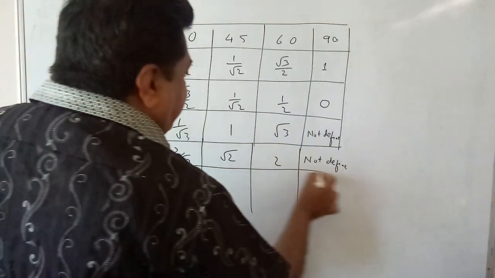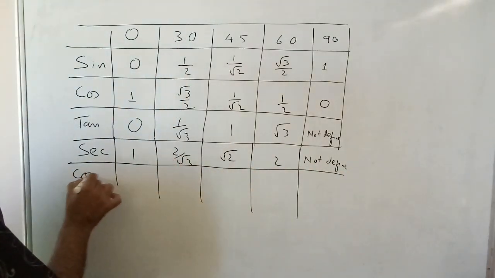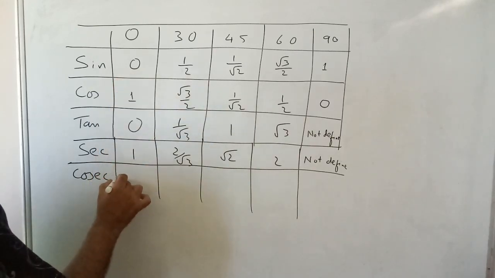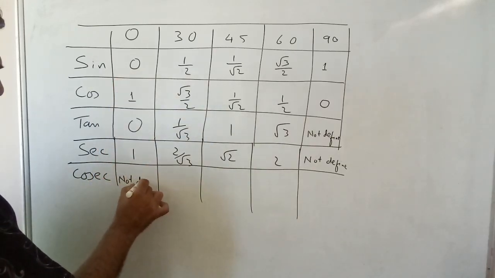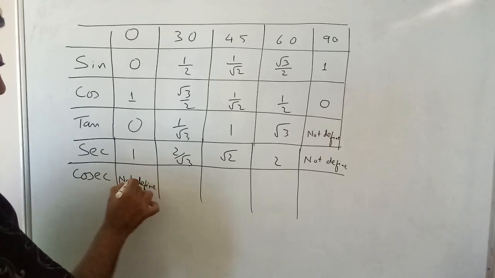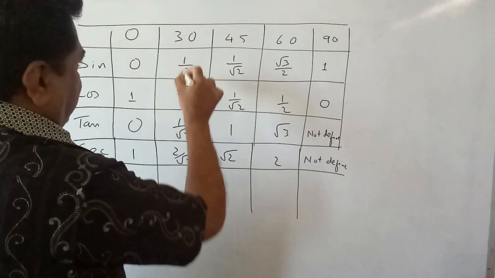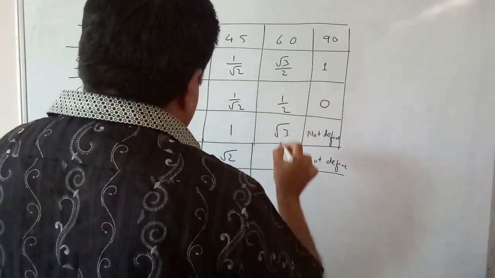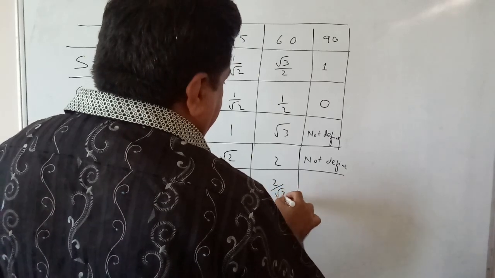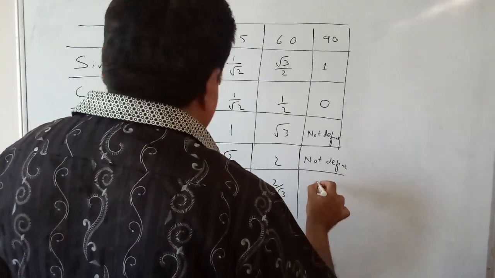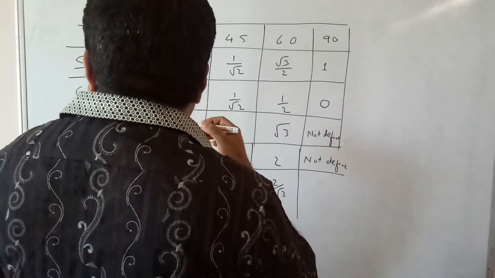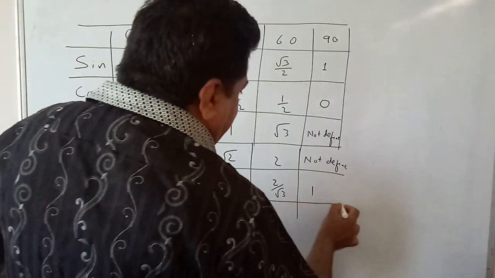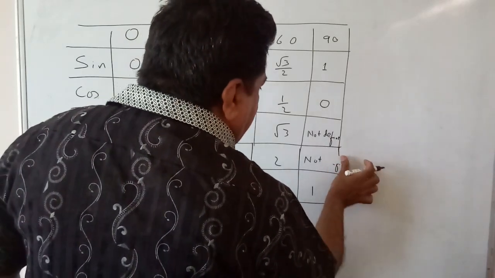Now cosec means inverse of sine, so the first is not defined, then 2, root 2, 2 upon root 3, and here cosec 90 is 1. In the same way we can write tan also. This we have learned in the last session.